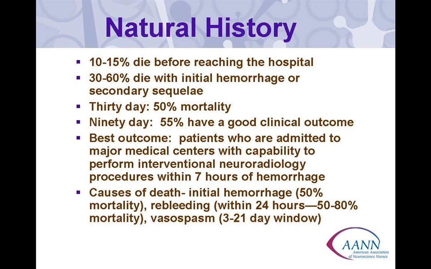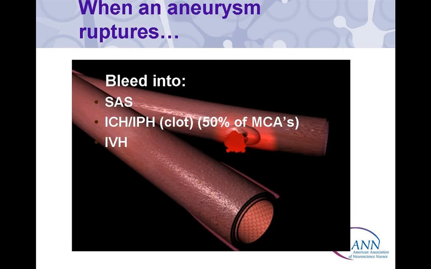When an aneurysm ruptures, patients can bleed into the subarachnoid space. There can be an intracerebral clot or intraparenchymal clot, and that's about 50% of MCA aneurysms, or intraventricular hemorrhage. Next slide.